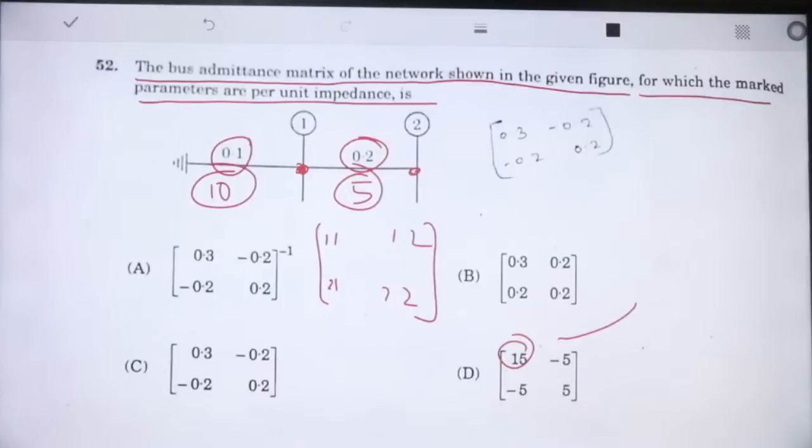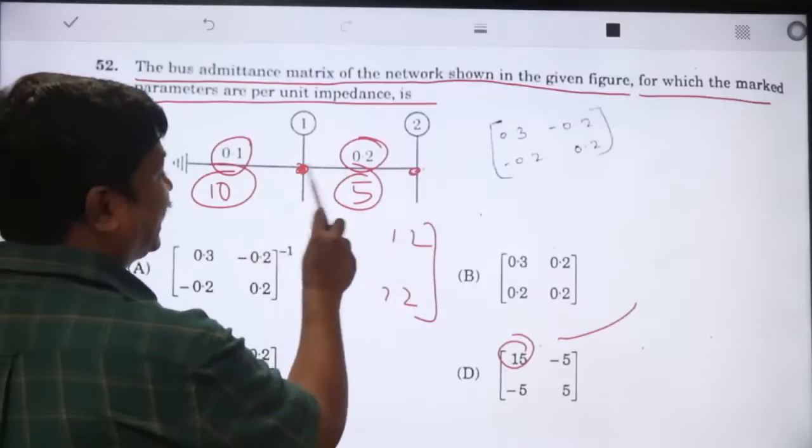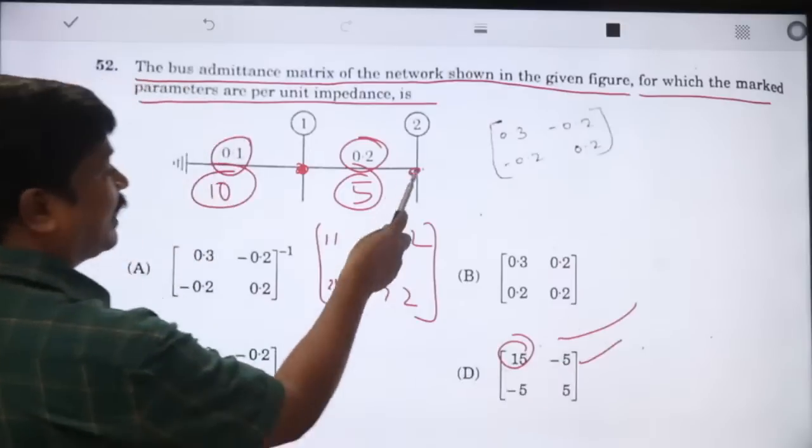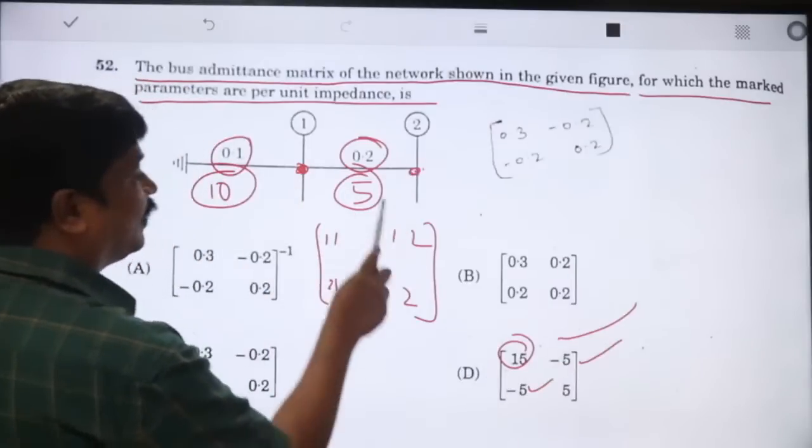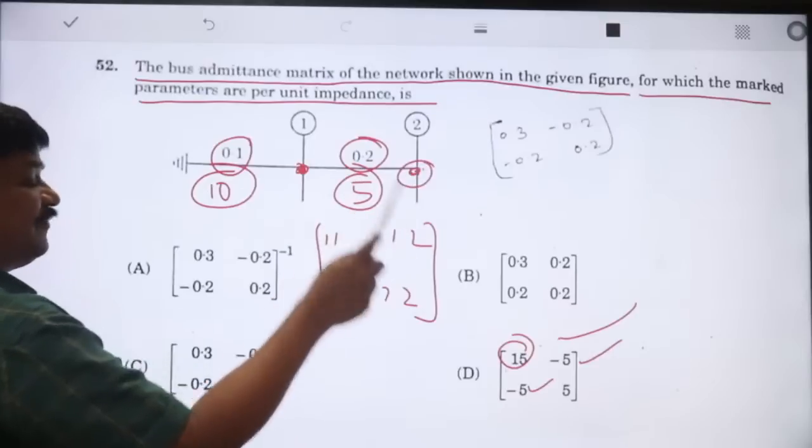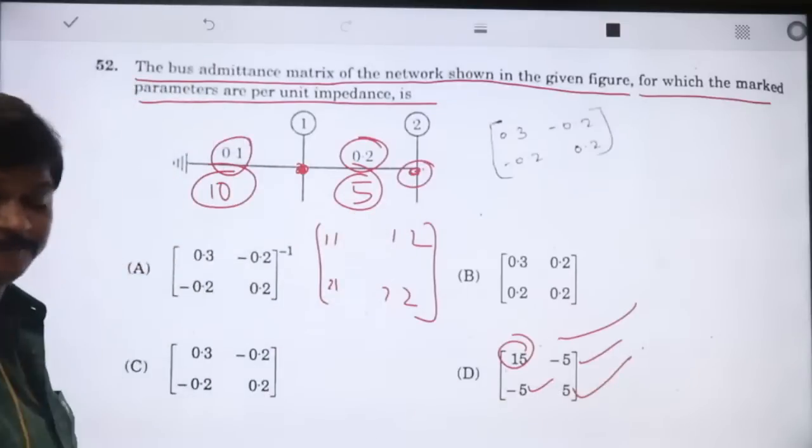Even if you want to check, common for 1 and 2 is minus 5, common for 2 and 1 is minus 5, and for only the second node only 5 is there, 5 is the answer, like that.